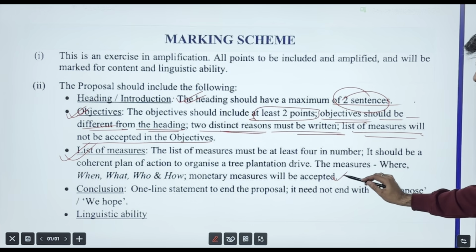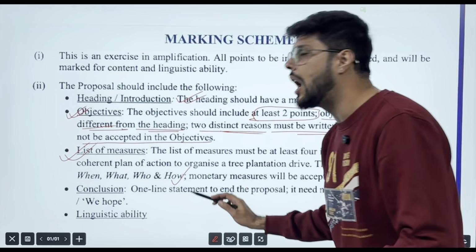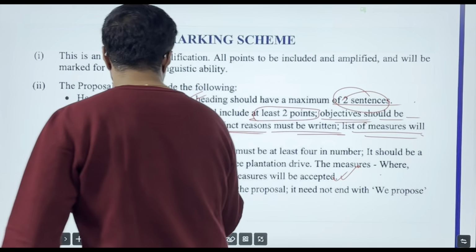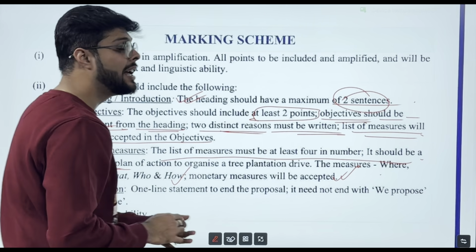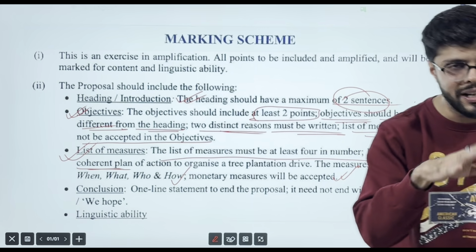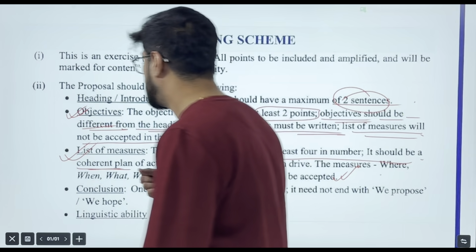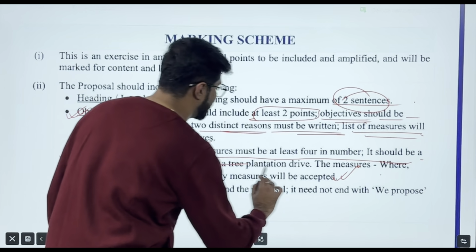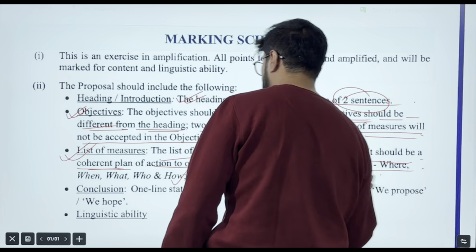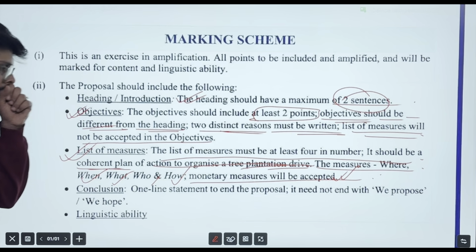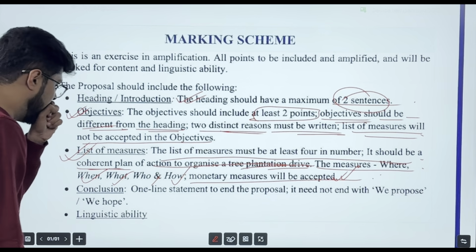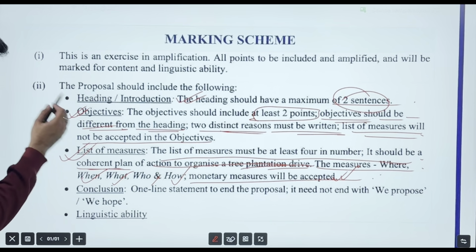So you can put that also. Monetary measures will be accepted, and you can also talk about how as an additional point. So the list of measures must be at least 4 in number and it should be coherent, it should be rhythmic and it should be in a flow. Okay, so it should be a coherent plan of action to organize a tree plantation drive, and the measures are where, when, what, who, how, or monetary measures will be accepted.